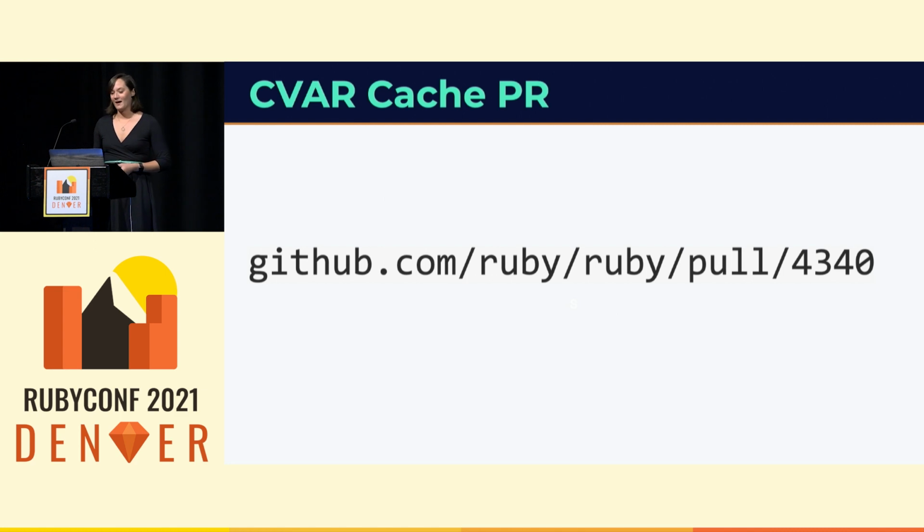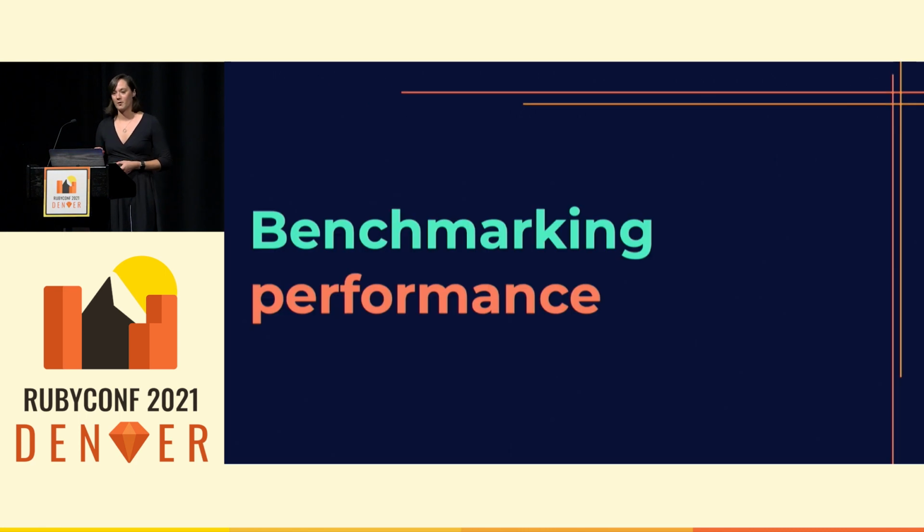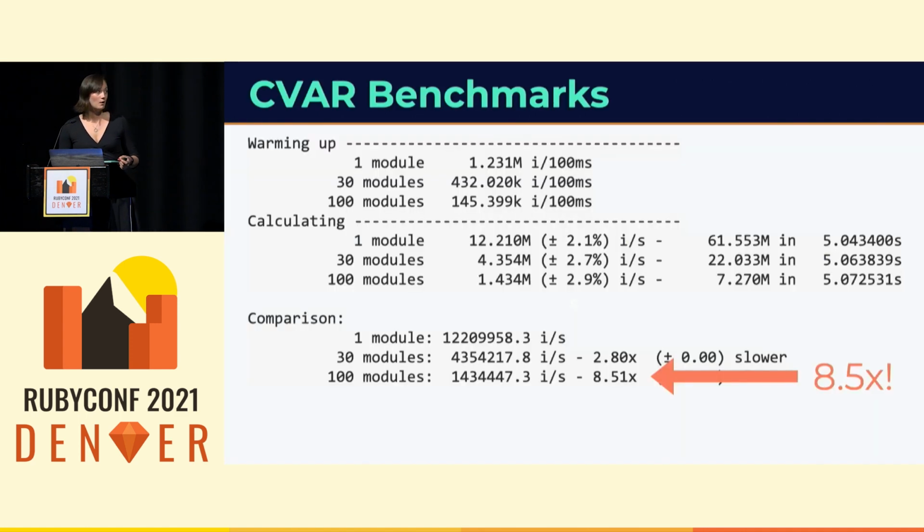When we were done adding the cache, it was time to run some benchmarks to see if our cache was faster. Remember, just because you think you improved performance doesn't mean you actually did. So it's important to always benchmark your changes after you're done. So let's revisit the benchmark from earlier that showed that including 100 modules that read a CVAR was 8.5 times slower than including one module.